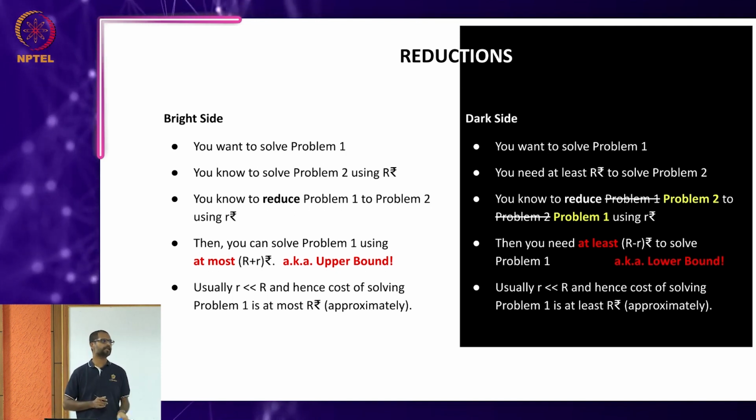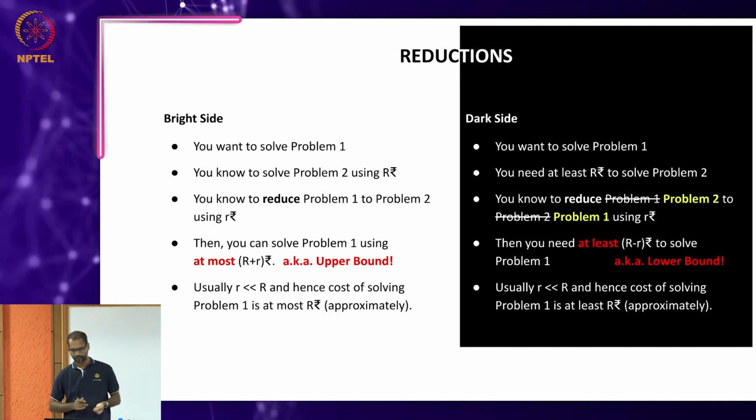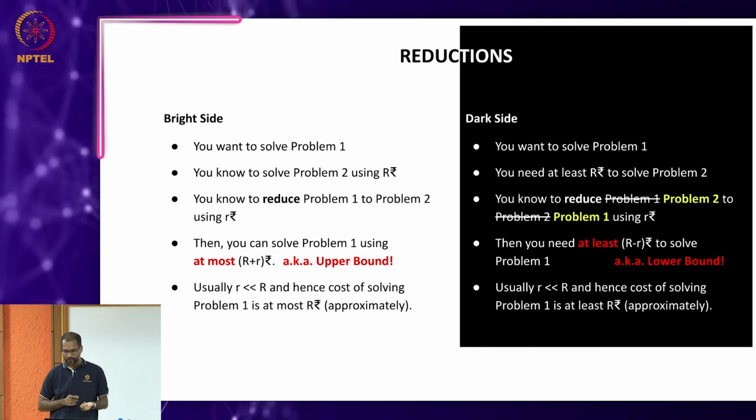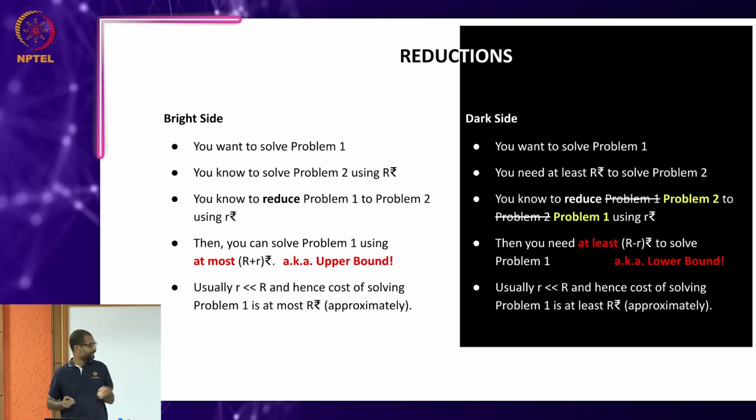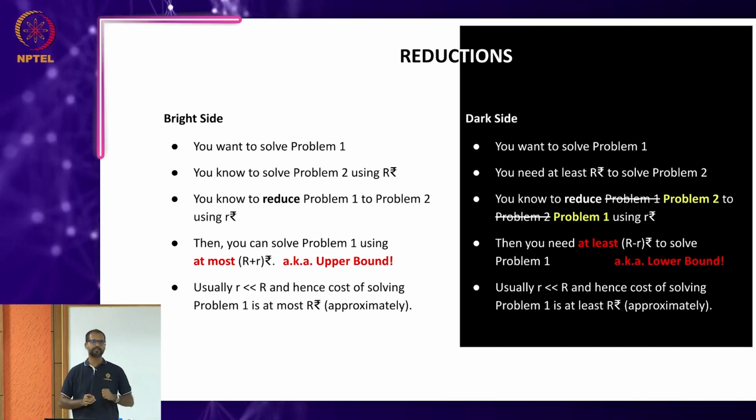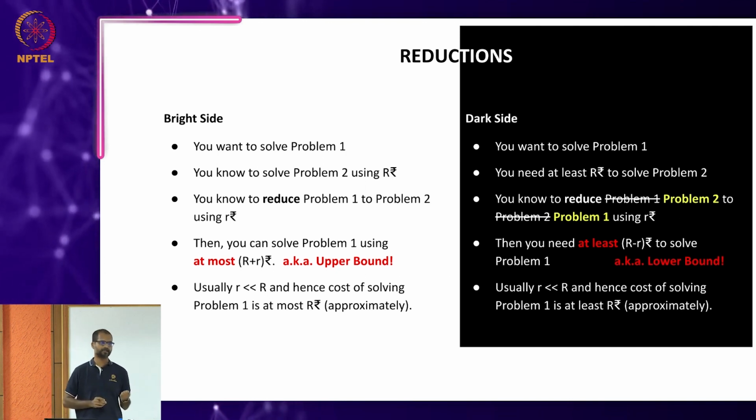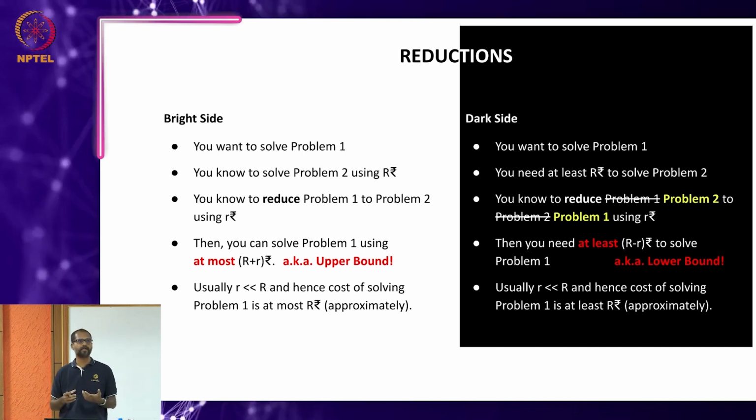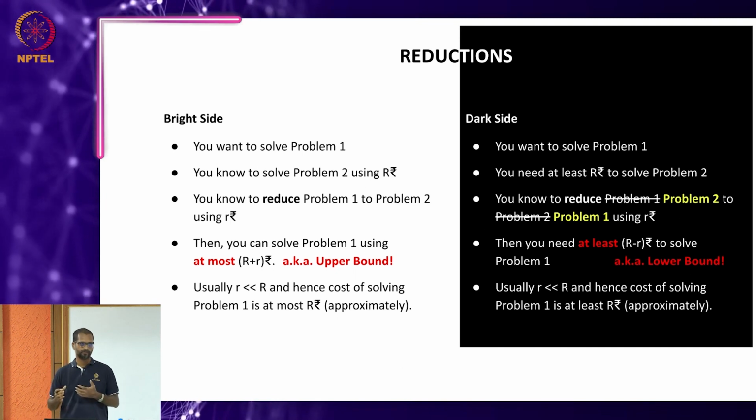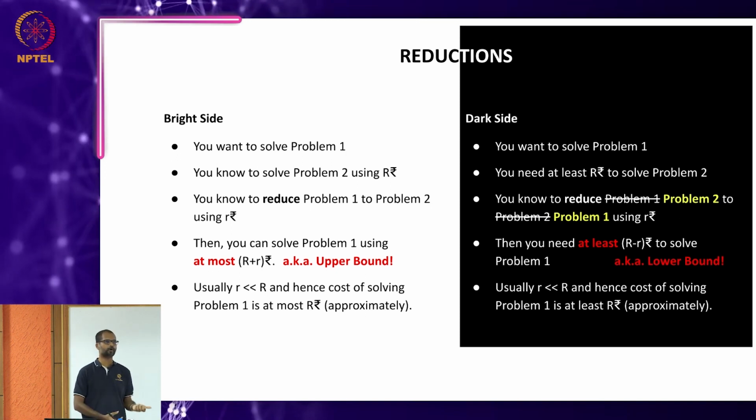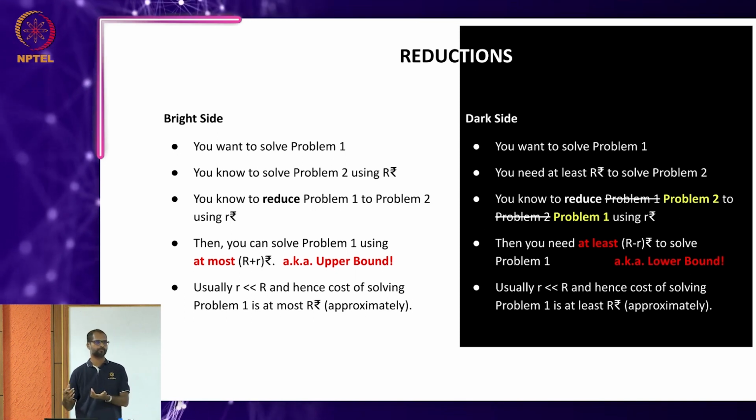It requires at least a bigger amount of money to solve it, right? Now the third bullet point, in fact I have intentionally written it and struck it out. The reduction this time has to be in the opposite direction. You are not reducing your favorite problem to problem 2. No, for the dark side, you are reducing this known difficult problem to your problem.